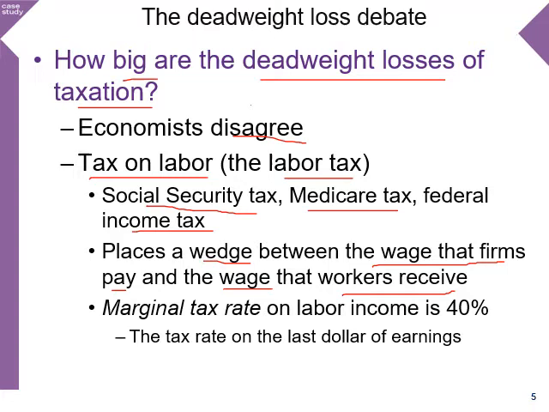For example, the marginal tax rate on labor income is about 40%. Meaning for every dollar that a worker receives, 40 cents go to the government and 60 cents is returned to the worker. The tax rate on the last dollar of earnings in that case is very high, and this will discourage working.